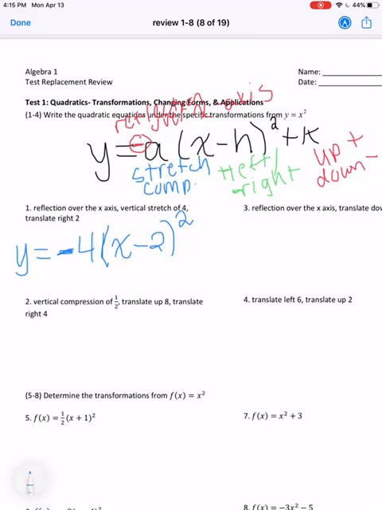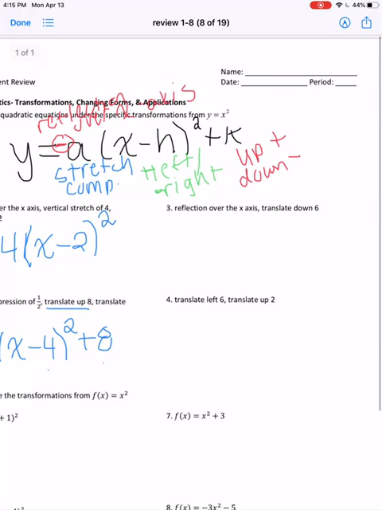So for number 2, again, always start with y equals. A compression, so again, that goes outside. Translate up, that's going to be at the end, so I'm going to hold off for that. Then we have right 4, so again, right goes inside the parentheses. You want to think opposite. And then up 8 is going to be plus 8. So compression, right, and up.